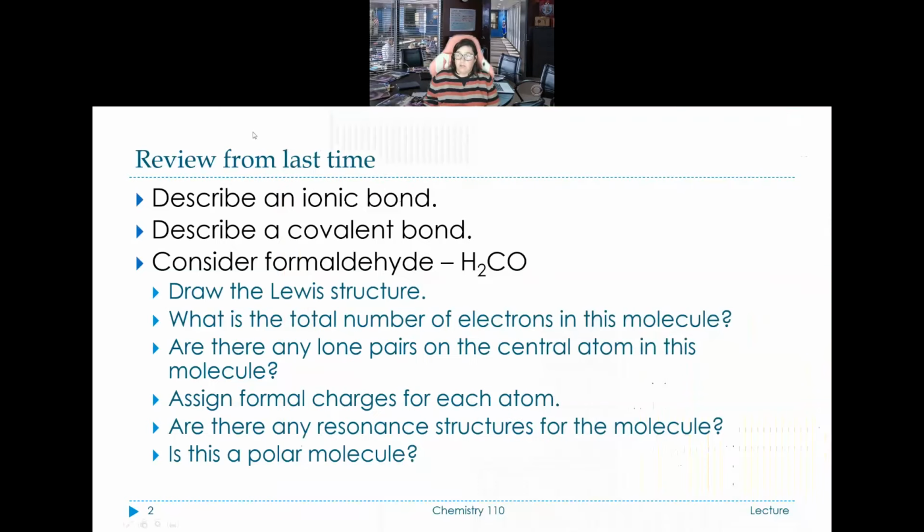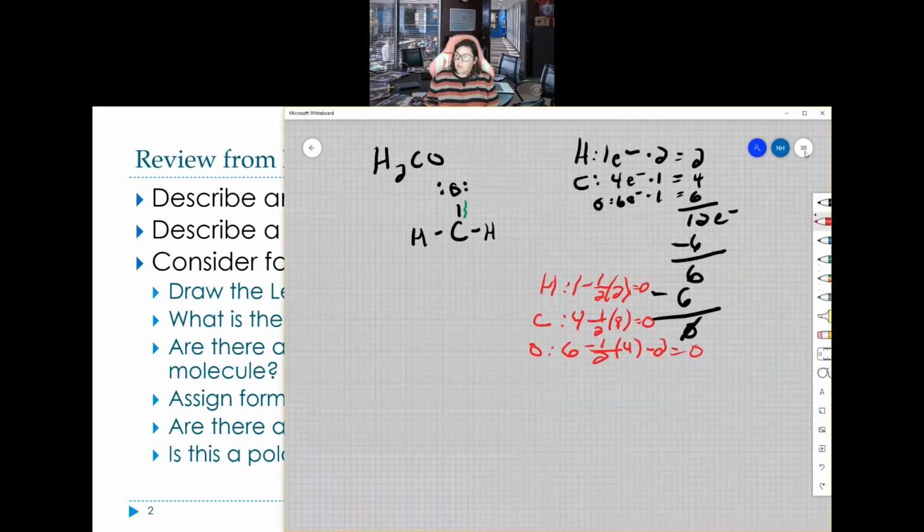Awesome. Next question. What is the total number of electrons in this molecule? We talked about that, right? Total number of electrons that we had was 12. All right. Are there any lone pairs on the central atom? No, I have no lone pairs on the central atom because we didn't have any electrons left to give to it.